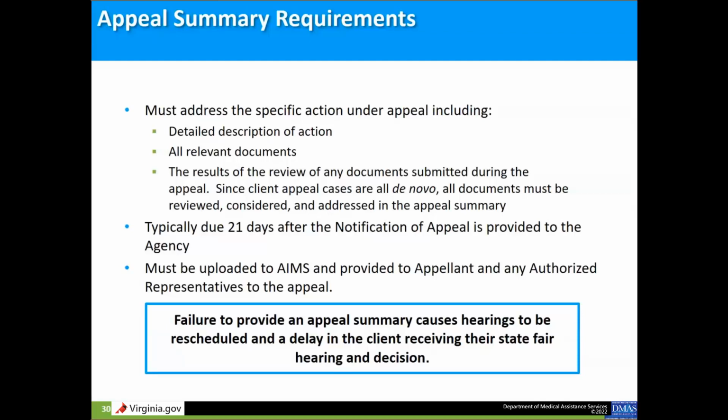The Appeals Division works with the Virginia Department of Social Services leadership to ensure that local agencies remain in compliance with these requirements.